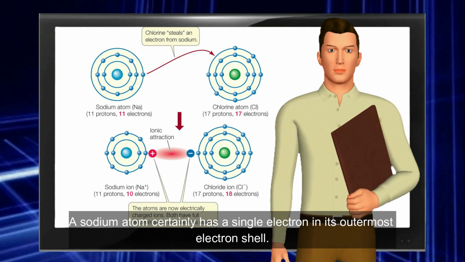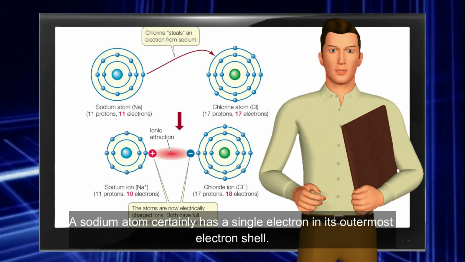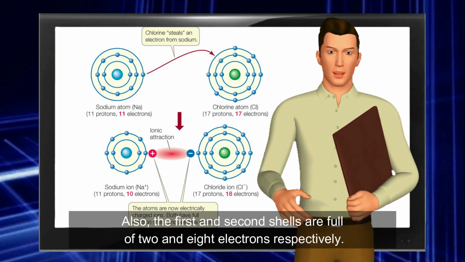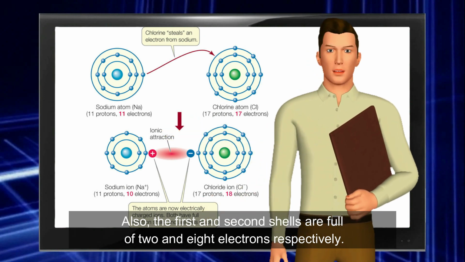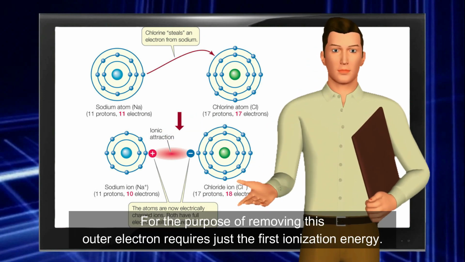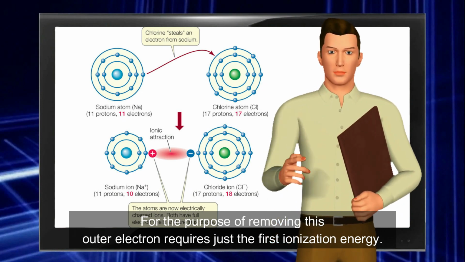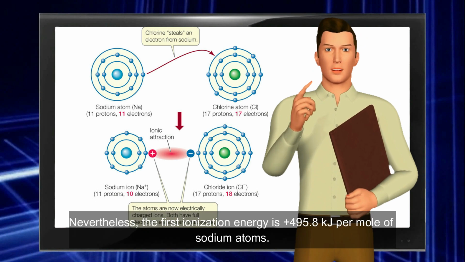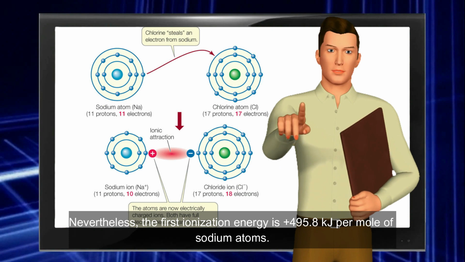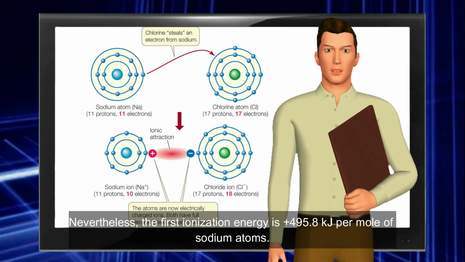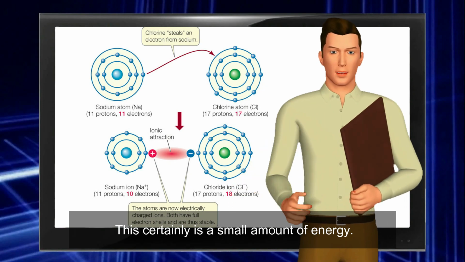A sodium atom certainly has a single electron in its outermost electron shell. Also, the first and second shells are full with 2 and 8 electrons respectively. Removing this outer electron requires just the first ionization energy. The first ionization energy is plus 495.8 kJ per mole of sodium atoms. This certainly is a small amount of energy.